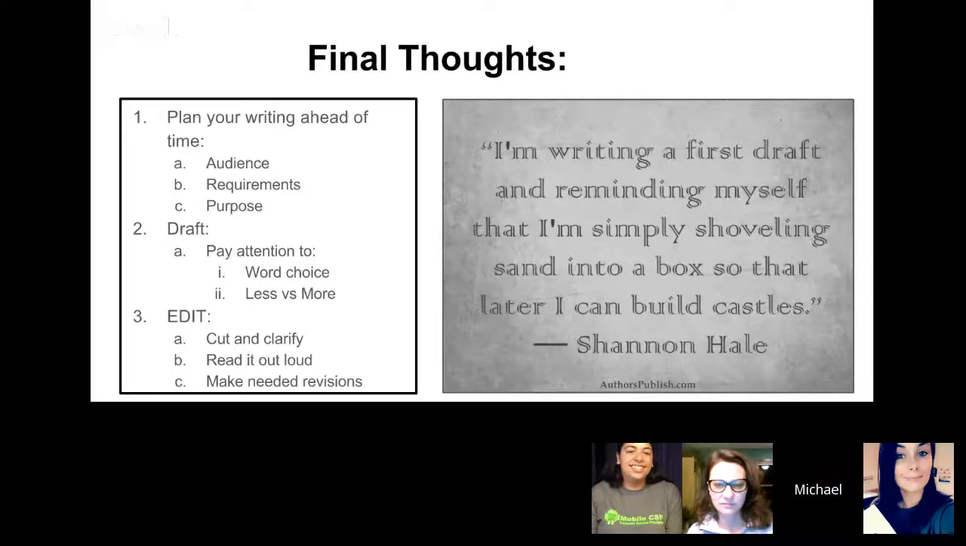And then I think many times students just don't get the value of the editing process, of going through and making thoughtful choices. Does this sound right? Does it sound right when it's read back to me? To make those needed revisions.